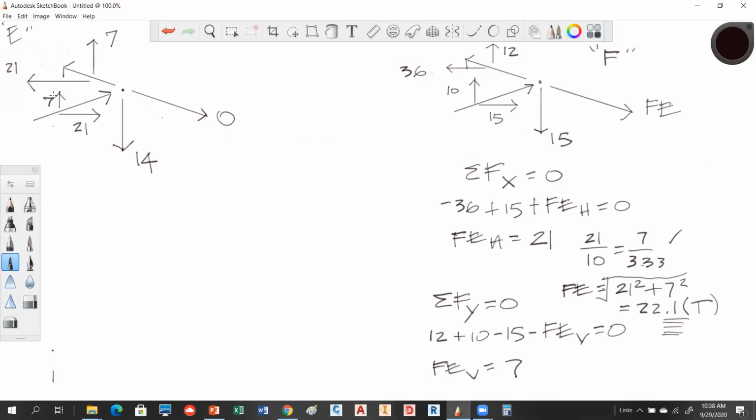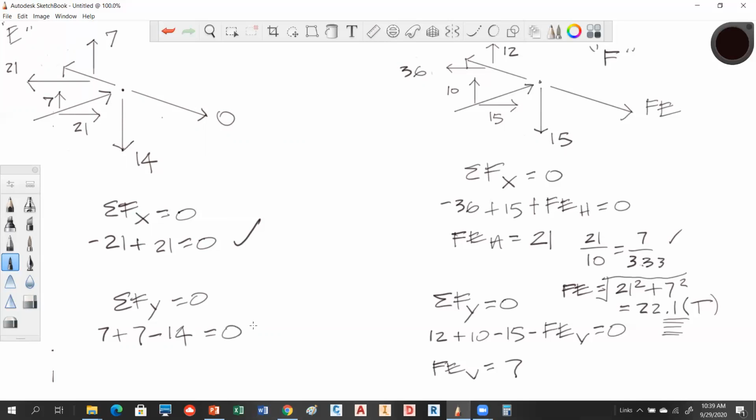Okay, so everything should resolve to 0, right? Sum of forces in X has to equal 0. So in X we have minus 21 plus 21, definitely equals 0. So that checks. Sum of forces in the Y. We have 7 up and another 7. So 7 plus 7 minus 14. That definitely resolves to 0. And there's your solution.